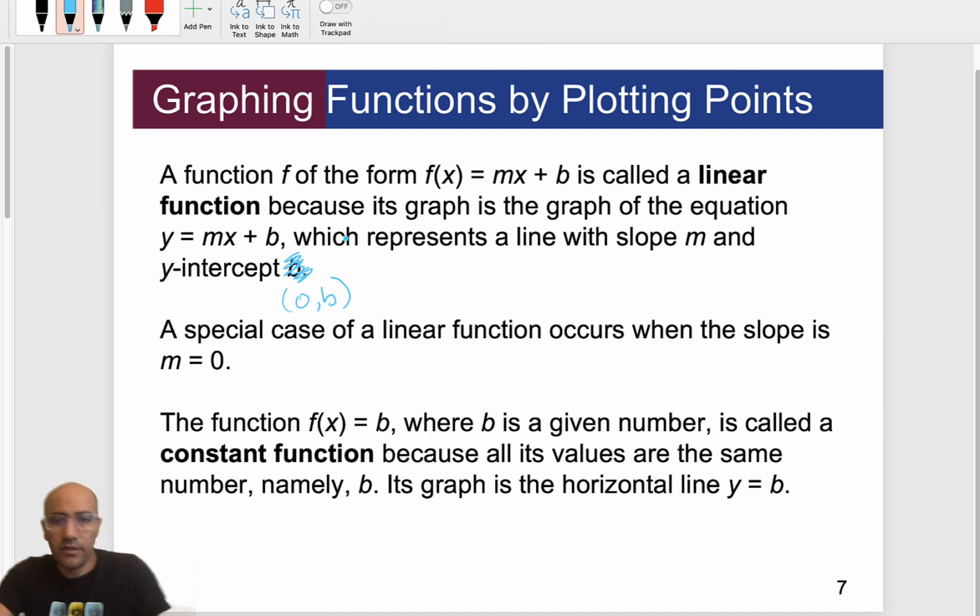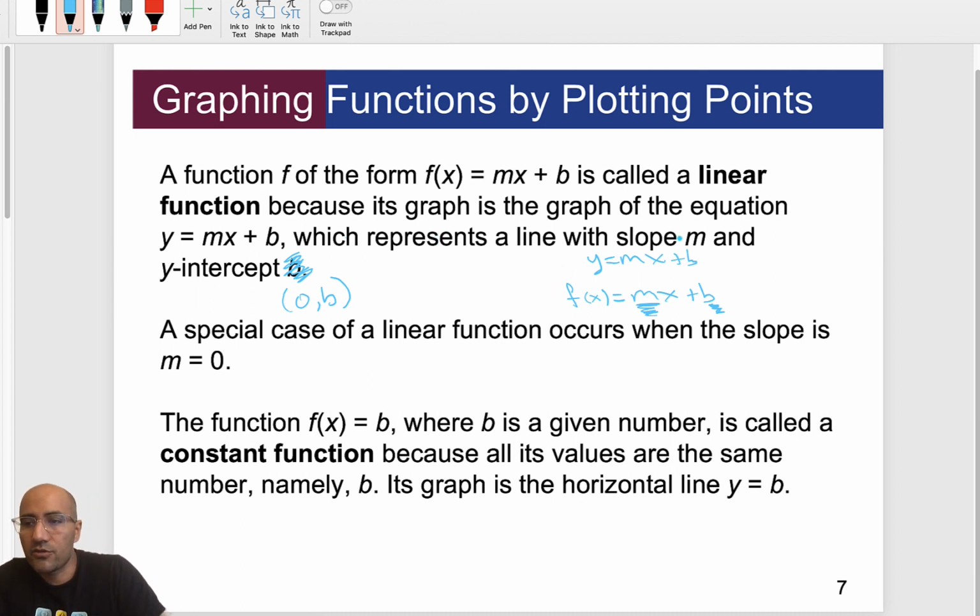Okay, so let's look at those, right? So this is all linear equations of the form y = mx + b. And now with our newfound function notation, it's f(x) = mx + b, right? And that's where this guy represents the slope, the angle of the line. And this value here, (0, b), represents the y-intercept. So let's look at that family of functions.